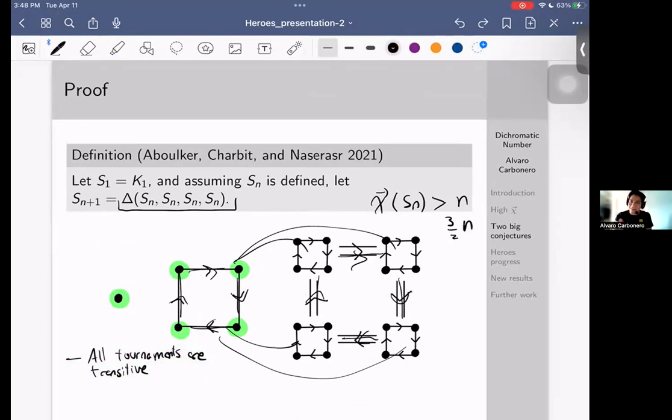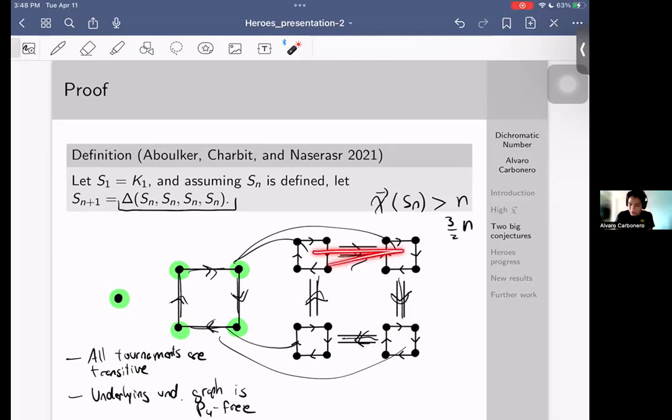Before saying what that means, let me give the next observation. The underlying undirected graph is P4 free. This one is a little easier to notice, because where could a P4 be? It cannot be between 2 copies, because then it would not be induced. It cannot be between 3 of them, again because it wouldn't be induced. And it cannot be between 4 of them, because it wouldn't be induced again. So it is P4 free by induction.